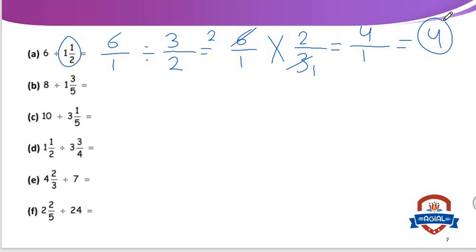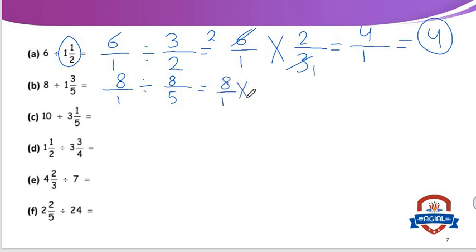Okay, letter B. Like letter A, we will convert A to be a fraction by placing it over denominator 1. Divided by. We convert the mixed number to become an improper fraction. Convert with me. 1 multiply 5 equals what? Equals 5. Plus 3 equals what? 8. Over the same denominator, 5.